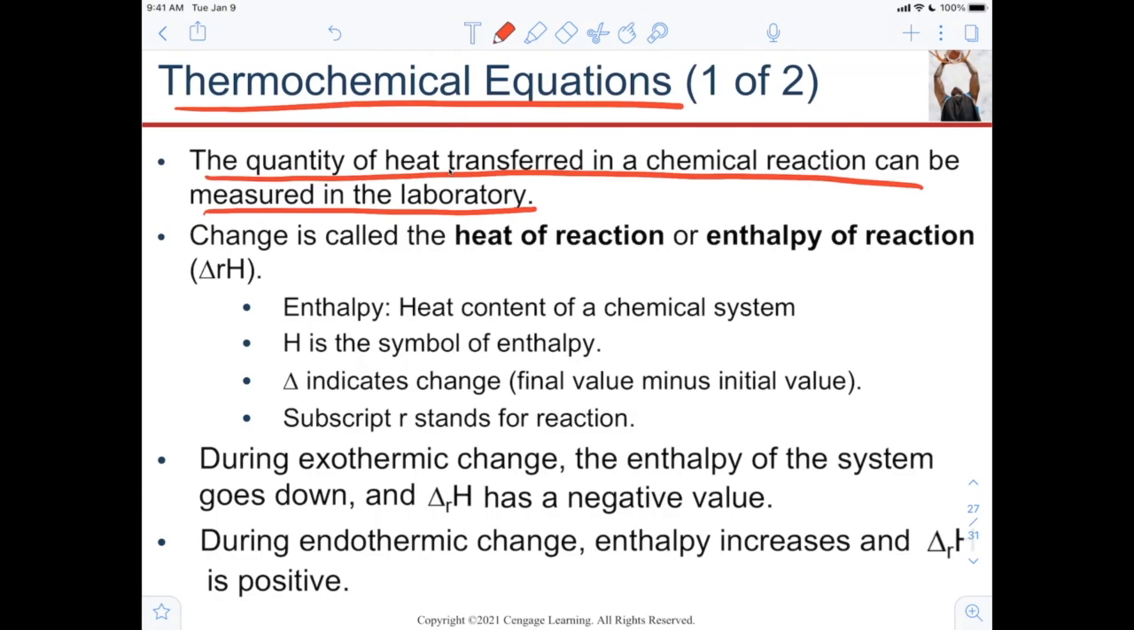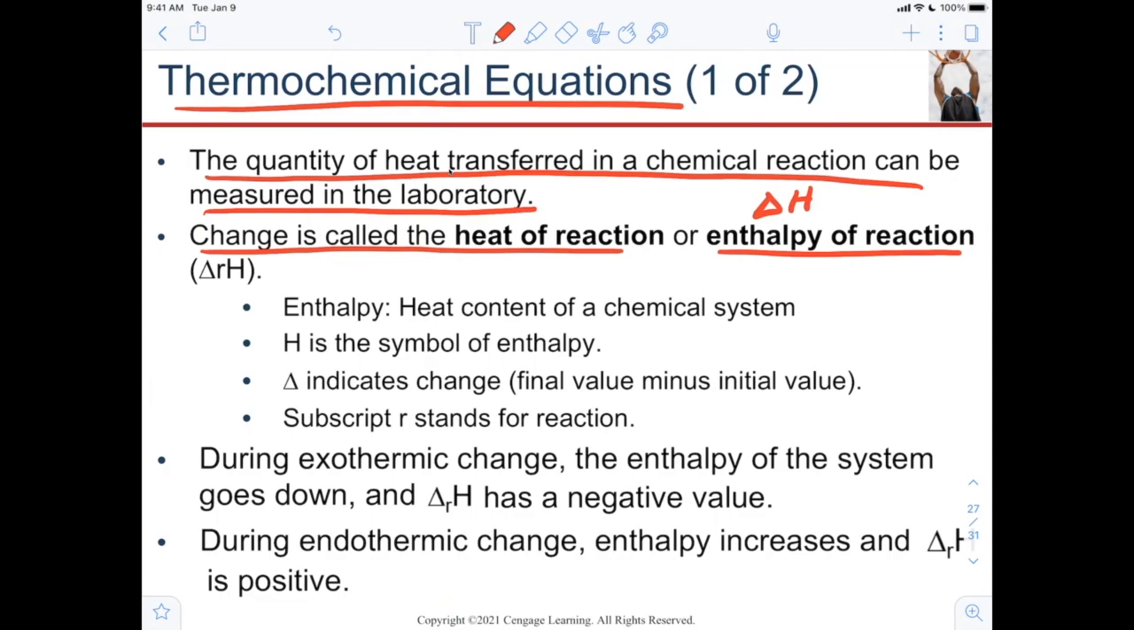So we're looking at chemical reactions here that are either requiring energy or producing energy, right? The change is called heat of reaction or enthalpy of reaction. The more common term is enthalpy. Don't confuse that with empathy, okay? It's not feeling. It's enthalpy of reaction. The symbol is delta H.